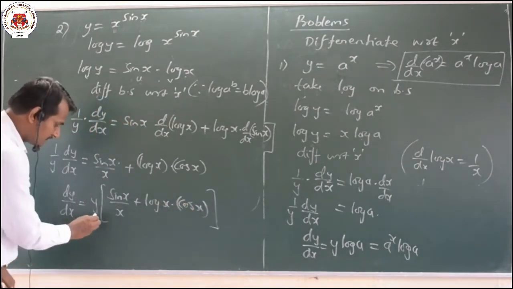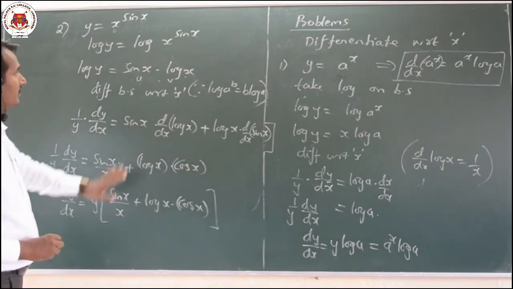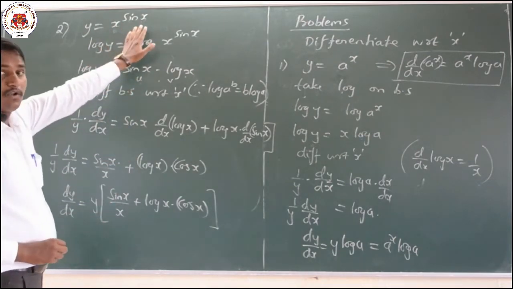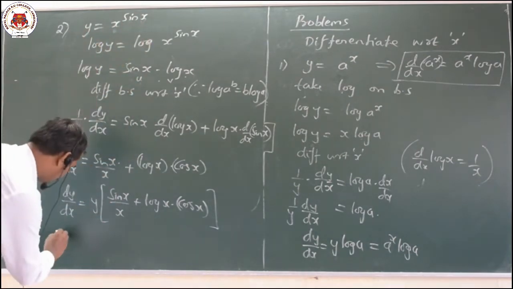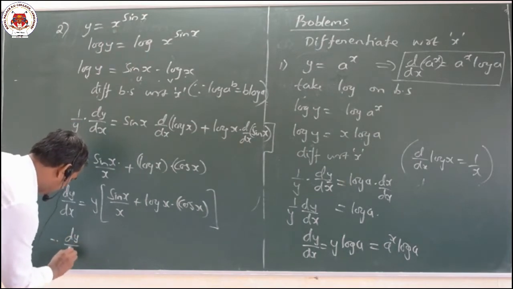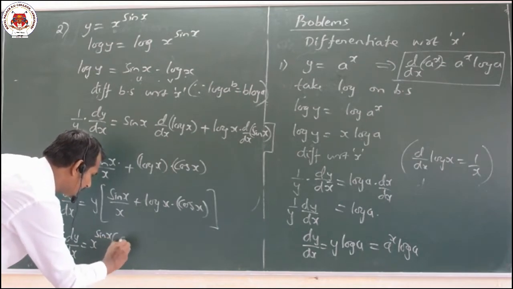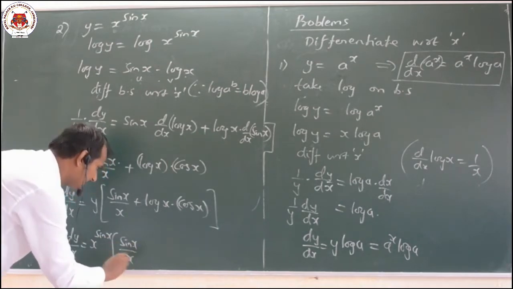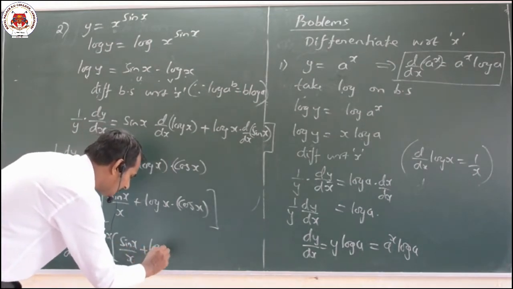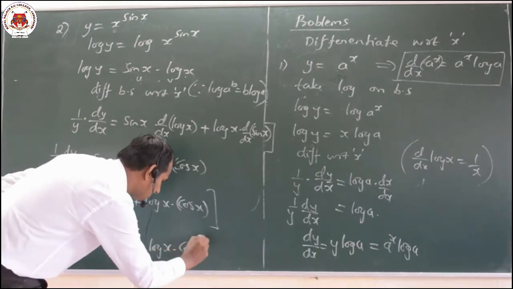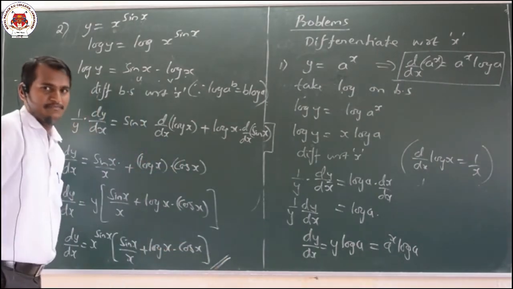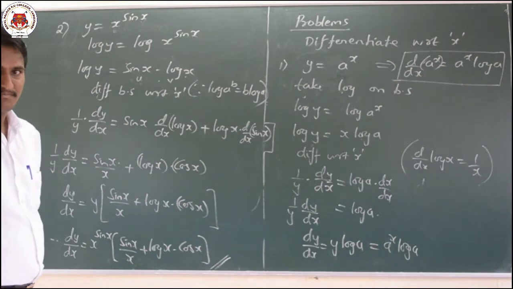Now the last step is to substitute y. What is y here? That is y is x to the power of sin x. Therefore dy by dx is equal to x to the power of sin x into sin x divided by x plus log x into cos x. That is the required result. Very, very simple and easy example.